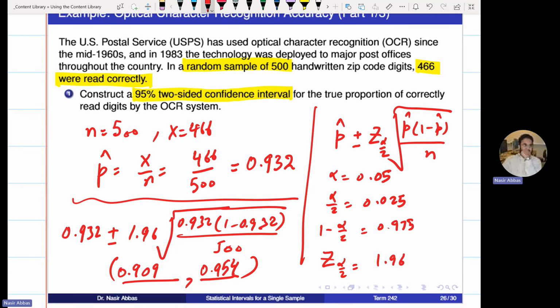Does it indicate miscalculation? No, it doesn't indicate a miscalculation. It indicates that the sample size was not big enough. It doesn't indicate a wrong calculation. Even with the correct calculation, you might have a value of the lower limit to be less than 0.